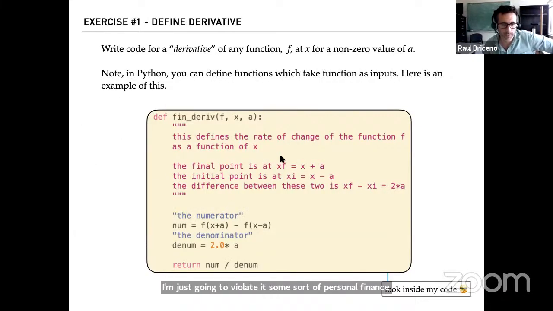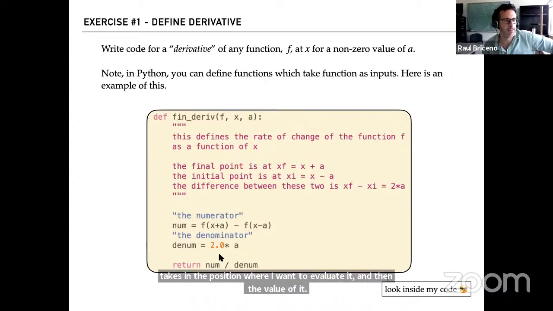And so here I describe a bunch of stuff. My final position is x plus a, my initial position is x minus a, the difference between the two of them is 2a, right? And so this function takes in f, some function. It takes in the position where I want to evaluate it, and then the value of a. And then that's it. So simple.